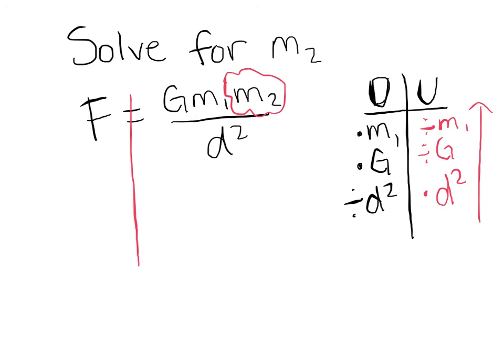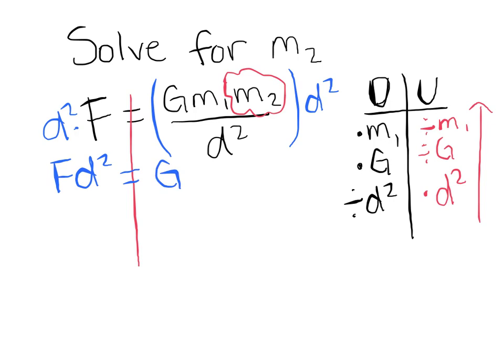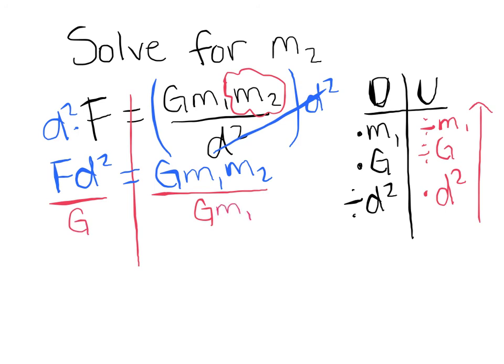Alright, so let's start out by timesing by D squared, sorry. Multiply this side by D squared means I need to also multiply the other side by D squared. So, F times D squared equals G times M1 times M2, because the D squareds cancel out. Alright, now if I look at my chart, I can divide by G. Are we dividing by anything else in this case? We're dividing by M1. Why don't we do that at the same time?